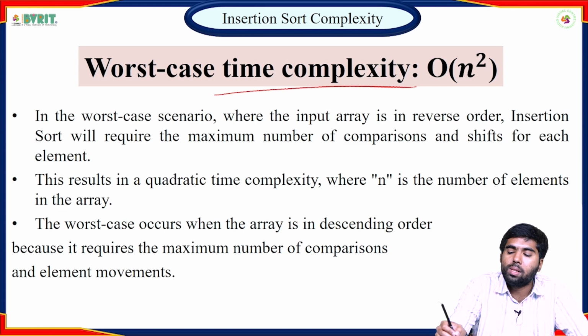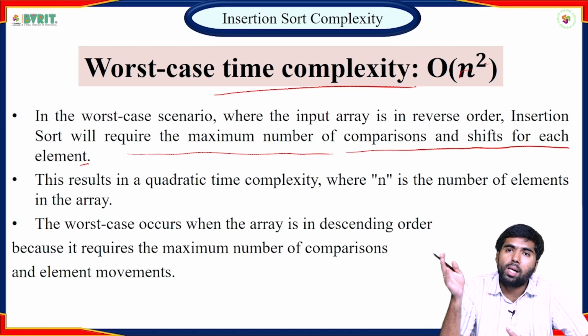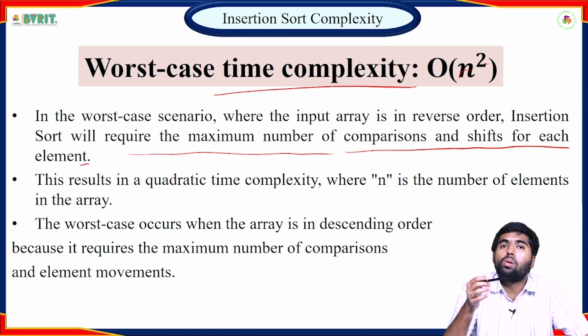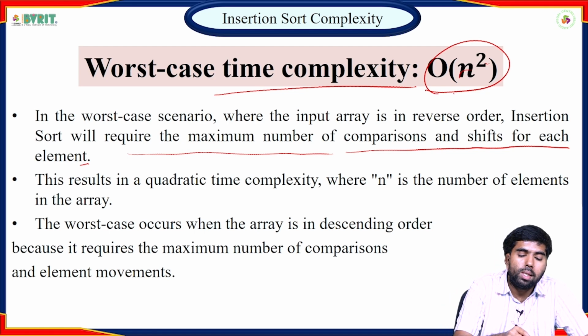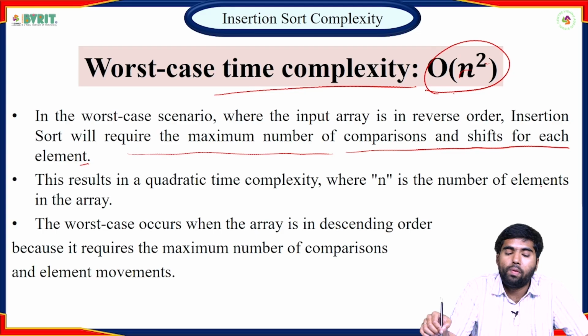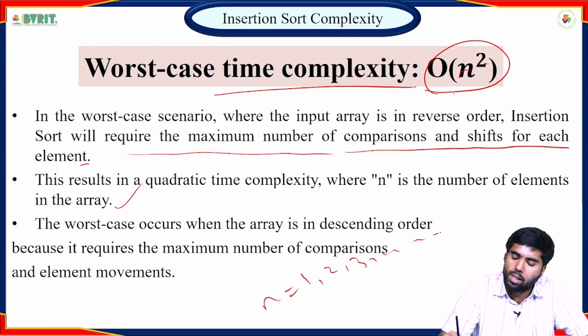The worst case time complexity is O of n square. Why is that so? In the worst case scenario, where the input array is in reverse order, insertion sort will require the maximum number of comparisons and shifts for each element. That's true, right? We have seen that 5 and 6 are in the last corner of the array, so you just have to compare with all the elements and then put them into the correct order. That is why we say the worst case time complexity is O of n square. This results in quadratic time complexity, where n is the number of elements in the array. Very true, right? It is n into 1, 2, 3, 4, 5, 6, and so on.